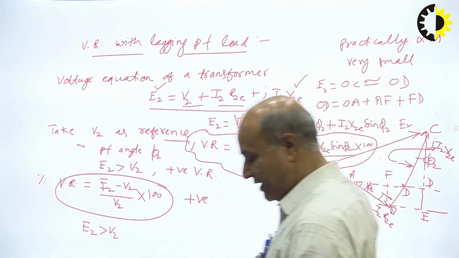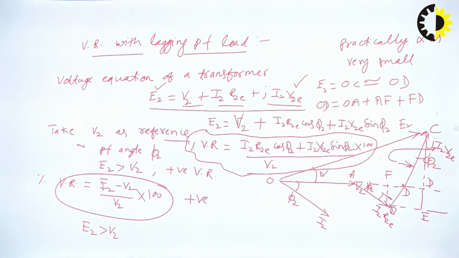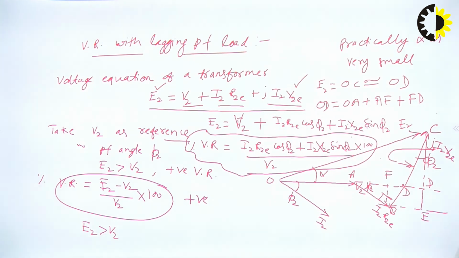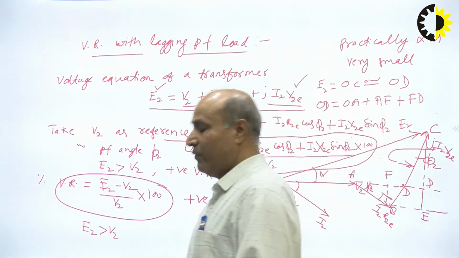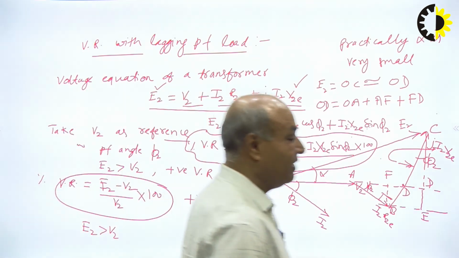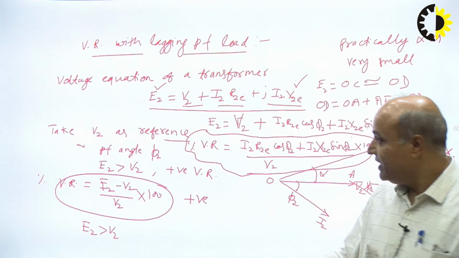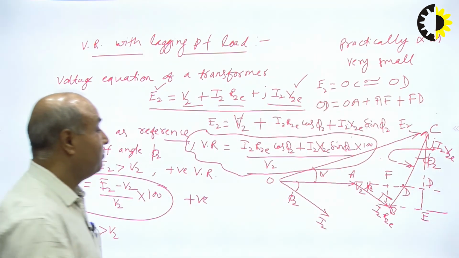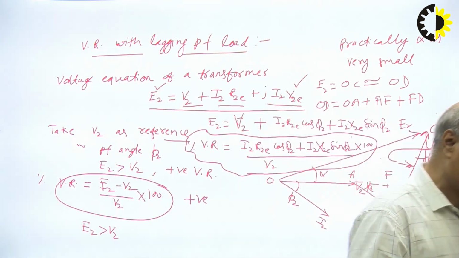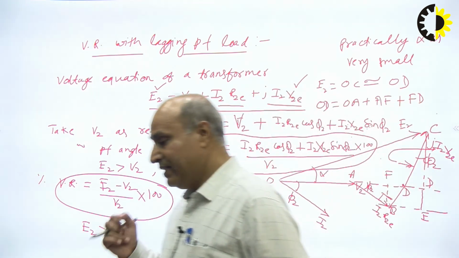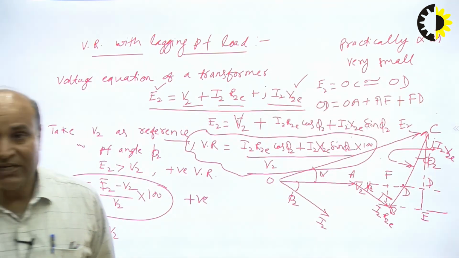So we have explained this with the help of the phasor diagram and shown that it will be positive because E2 is greater than V2. Now we will consider our transformer with a leading power factor load, and show that voltage regulation will be negative. Why? Because in case of a leading power factor load, E2 will be less than V2, or V2 will be greater than E2, and that's why voltage regulation becomes negative.